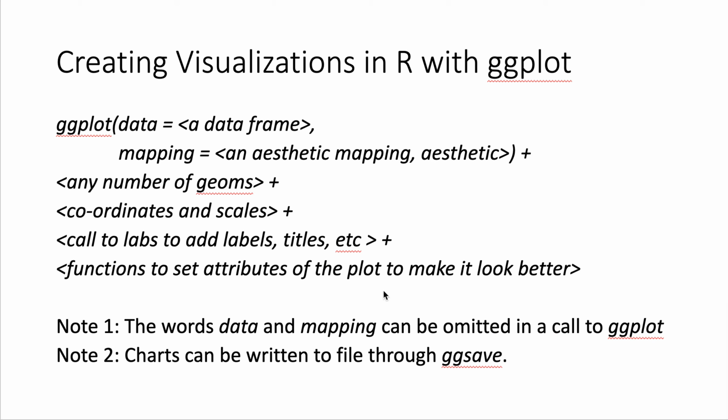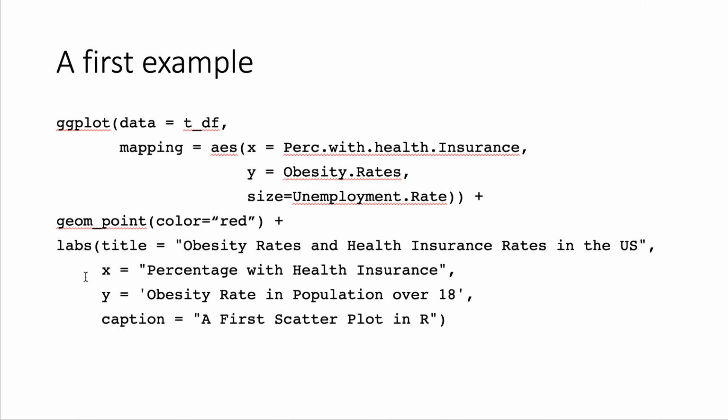Okay, now you can add any number of geoms, that's fine. So you keep layering these geoms on top of each other. Then you layer some coordinates and scales if you want. Then you may layer a call to the function labs, to add labels, titles, etc. And then you can layer calls to functions to set the attributes of the plot to make it look better. So here's a first example of how this would work.